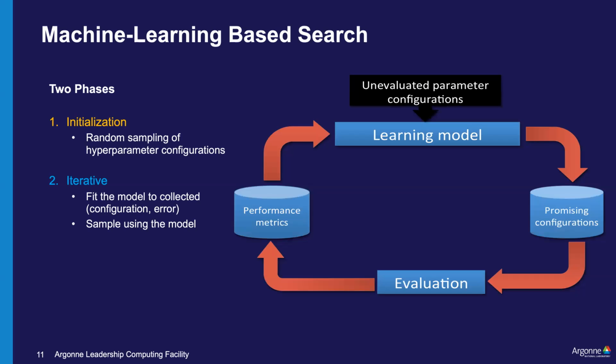If we want to visualize this in a diagram, you collect performance metrics. You learn from these performance metrics to optimize the surrogate model. You generate a next batch of promising configurations. You evaluate these configurations on compute nodes, for example, and you collect performance again, and you repeat.